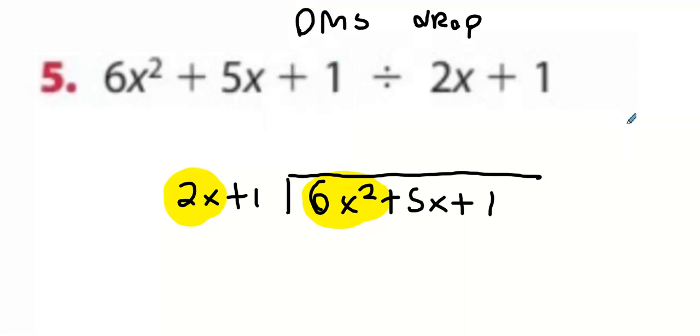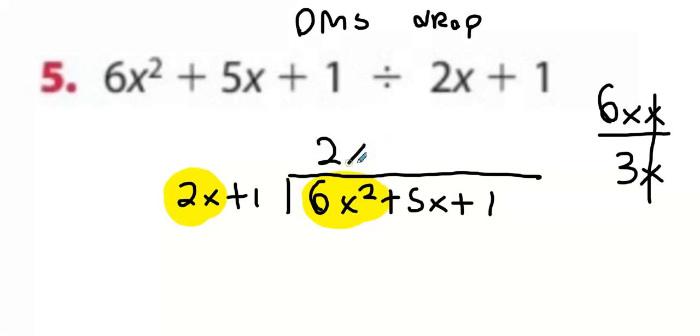So how many people in class did 6x squared, which is 6xx? Is everybody happy that 6x squared means 6xx? And we divided that by 3x. What happens to one of the x's on the bottom and one of the x's on top? Cancels. What's 6x divided by 3? 2x.